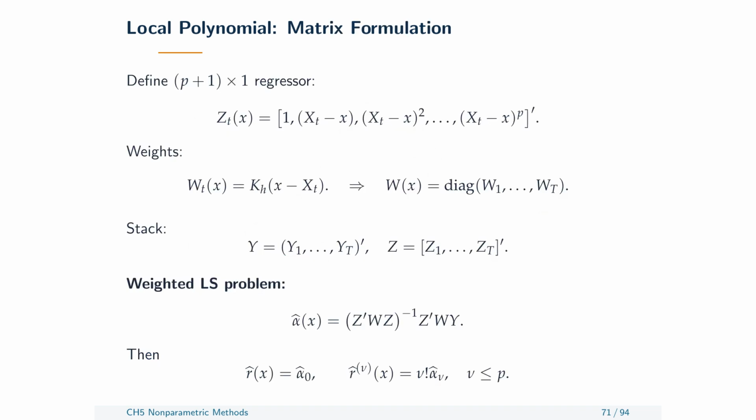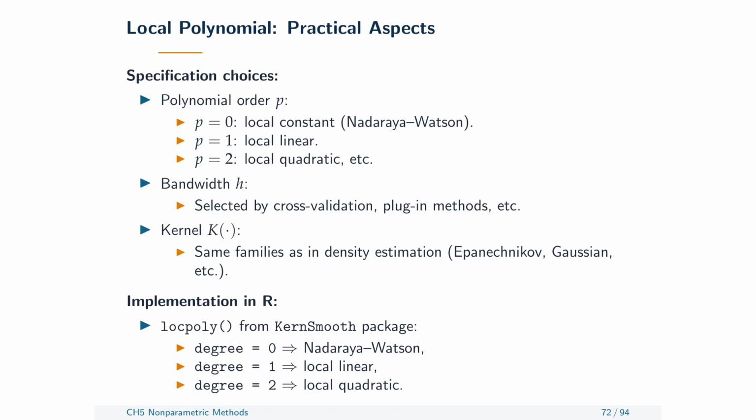The matrix formulation looks like weighted least squares. Construct columns for a constant and powers of the regressor's distance from the target. Build a diagonal matrix of kernel weights and solve the local normal equations. This makes implementation efficient and extends naturally to derivative estimation.